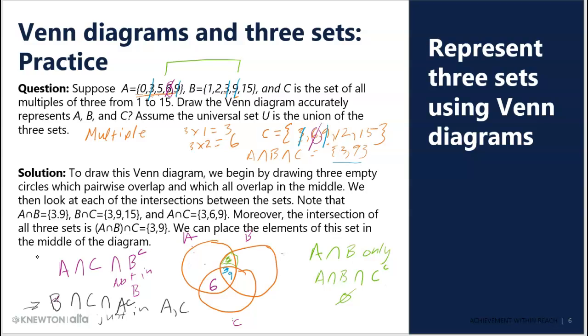Is there a 1 in C? Now, I've already crossed out the 3 and the 9 because they're in the intersection of all three. That's why this crossing out helps. I won't accidentally write the 3 and the 9 again over here. They can only be written once.